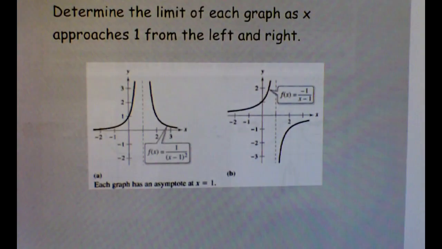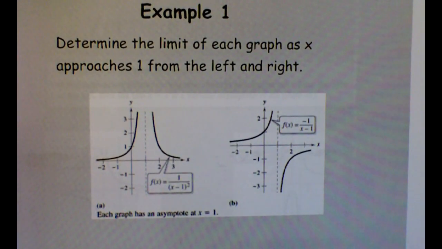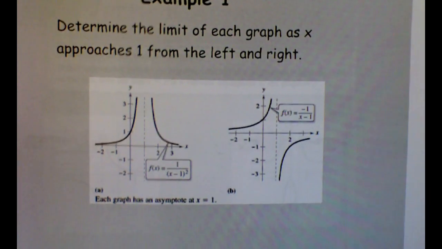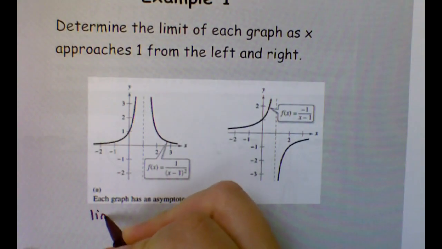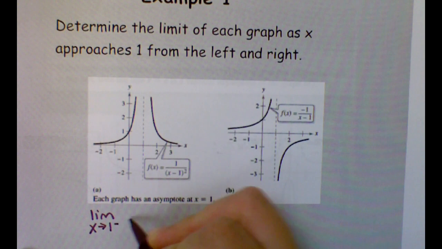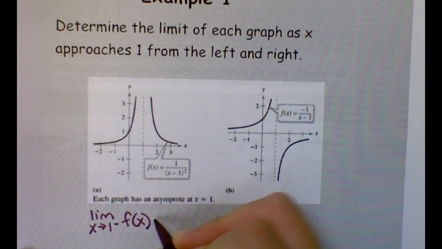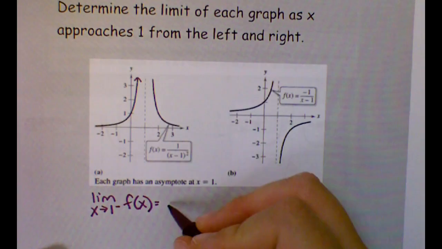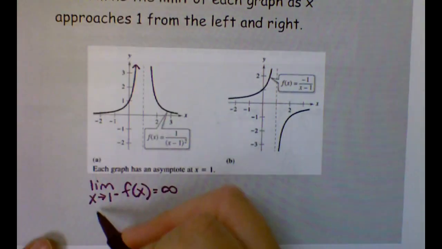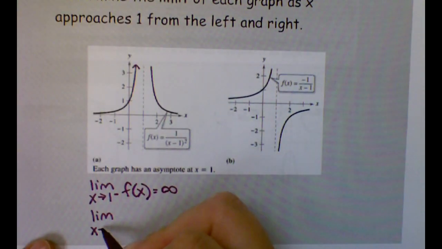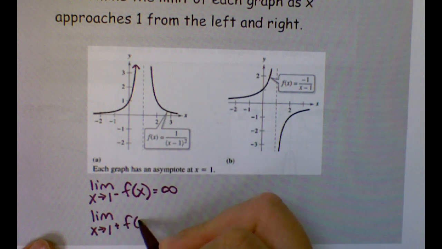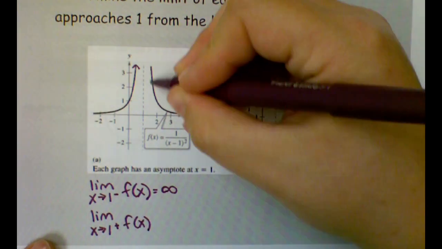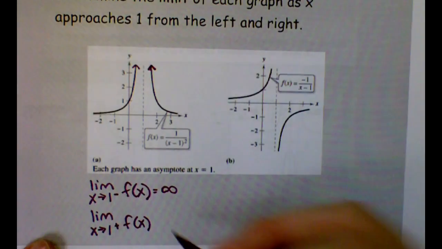So let's determine the limit of each graph as x approaches 1 from the left and from the right. Each graph has a vertical asymptote at x equals 1. So for this first one, the limit as x approaches 1 from the left of f of x. Well, as I approach from the left, I'm going up without bound, so that's infinity. And the limit as x approaches 1 from the right of f of x. As I come in from the right, I'm going up without bound to infinity also.